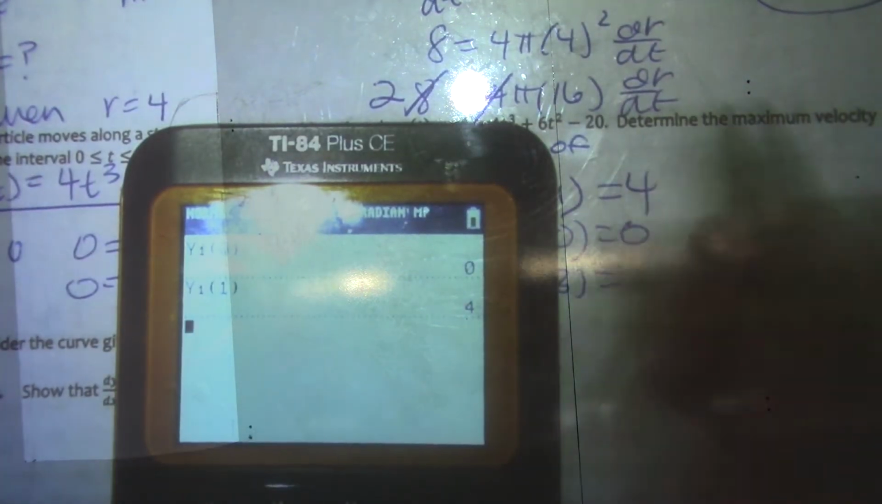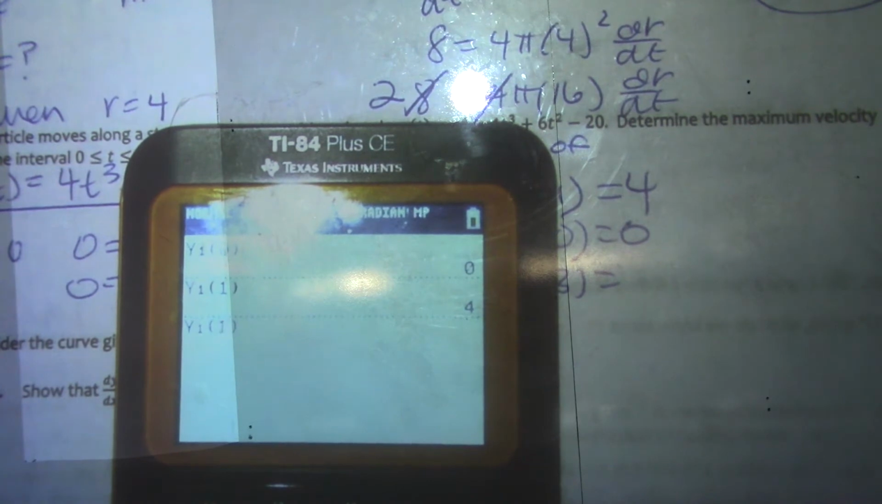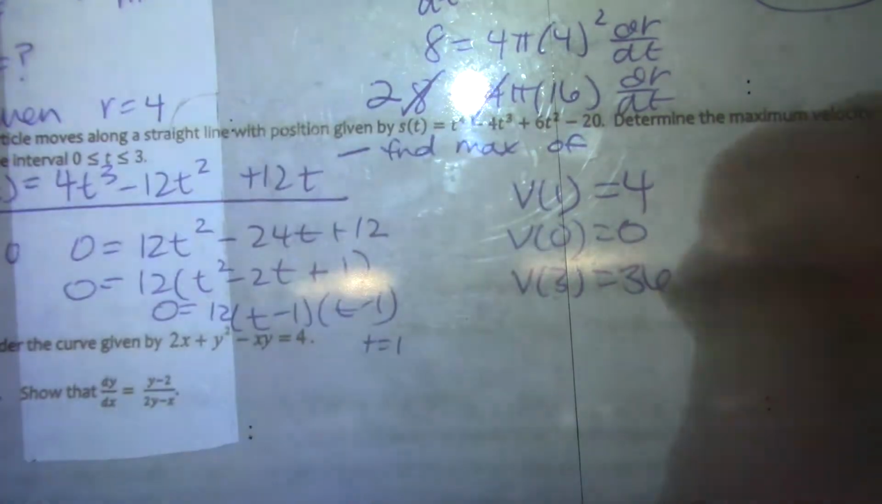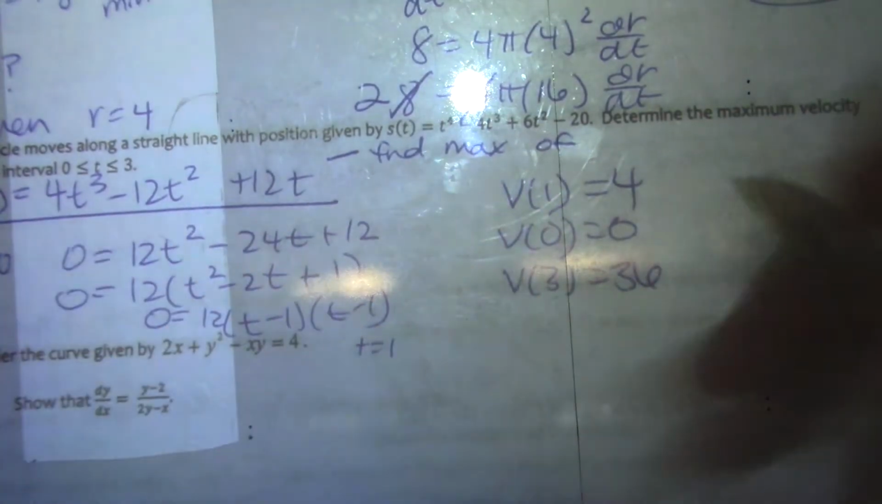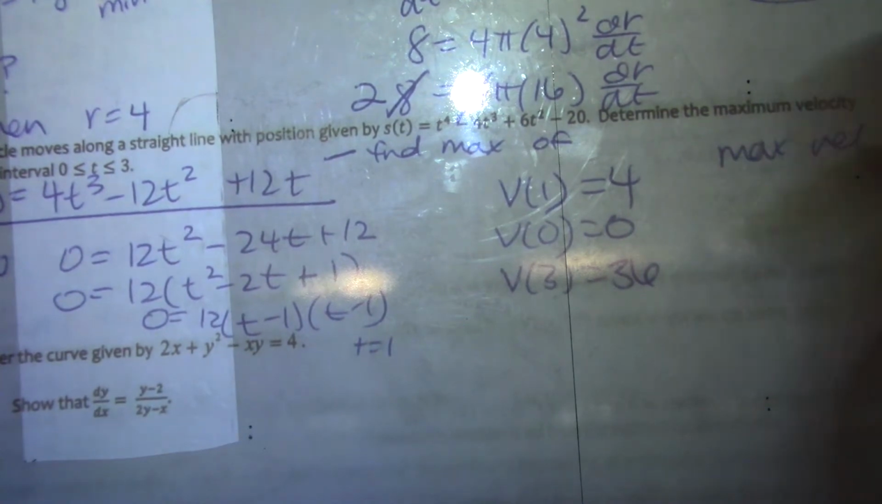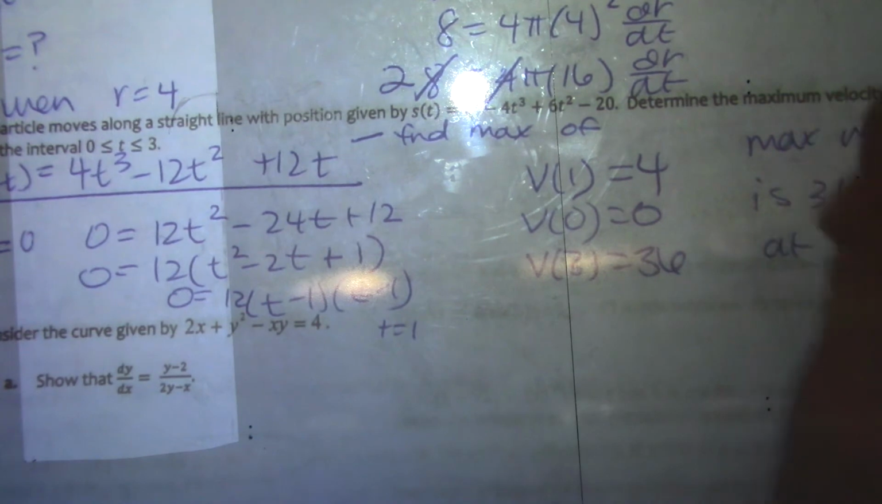Okay, v of 0 is 0, v of 1 is 4, and v of 3 is 36. So I wanted to know what the maximum velocity is. So the max velocity is 36, and it is at t equals 3.